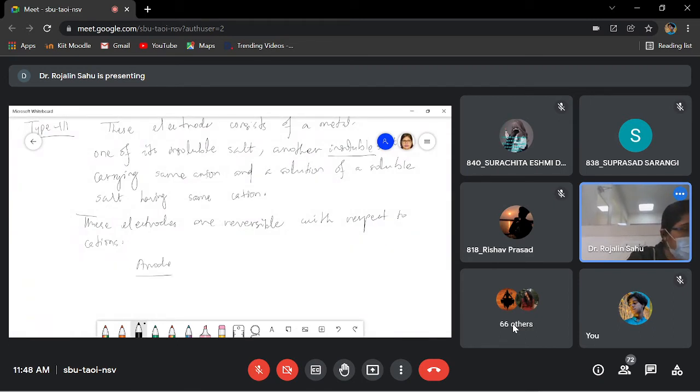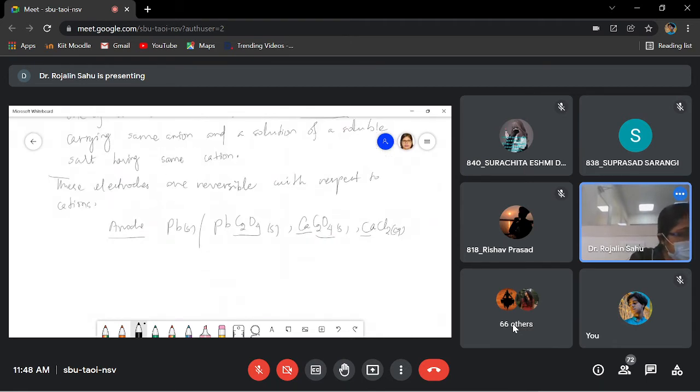At anode, lead, which is a solid, lead oxalate. It is also a solid, and then calcium oxalate. So here the anions are same. Then calcium chloride, that is soluble. So here you can see these cations are same and here anions are same. Is it clear?